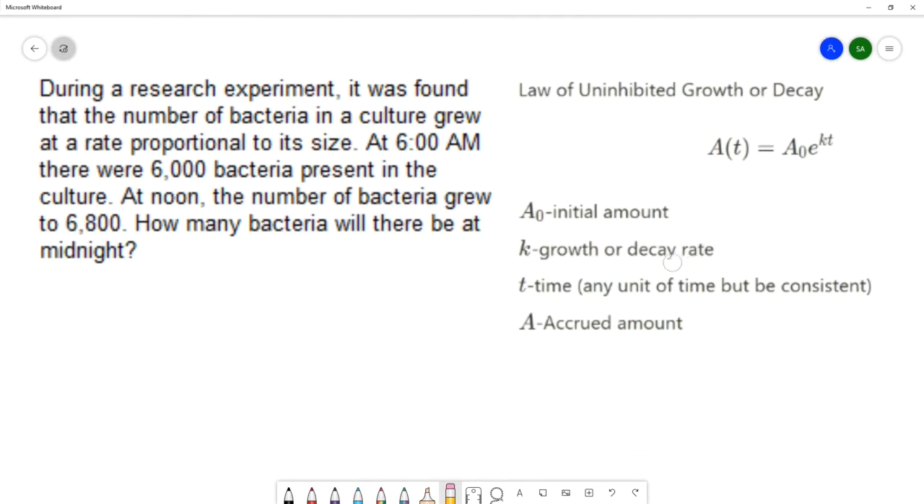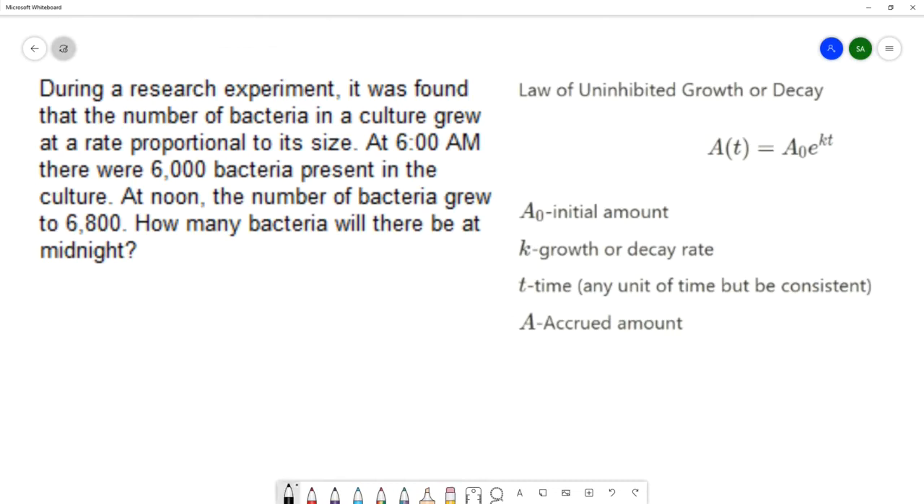In this case, I know it's a growth rate because over time, the number of bacteria is getting larger. If the amount was getting smaller, we would call it a decay rate. We have t being the time, any unit of time, but we have to be consistent throughout the problem. And A is our accrued amount. So let's try to identify what's been given to us in this problem.